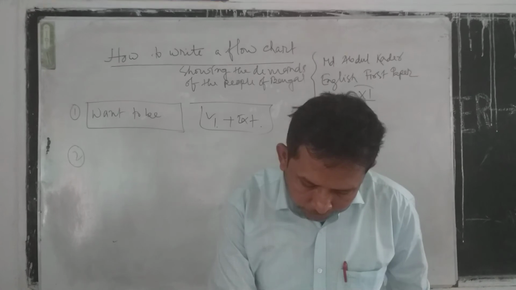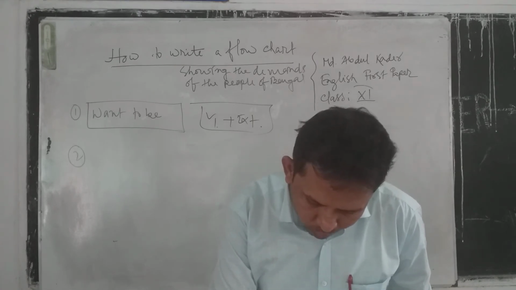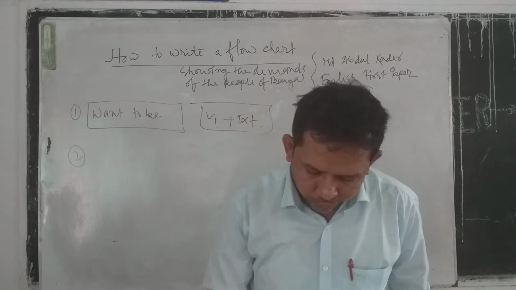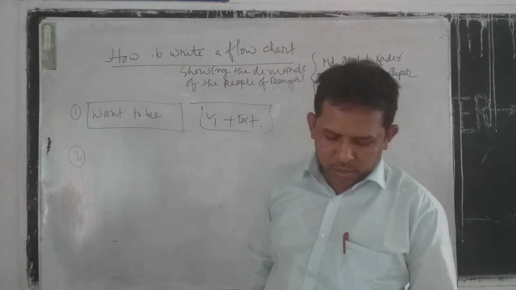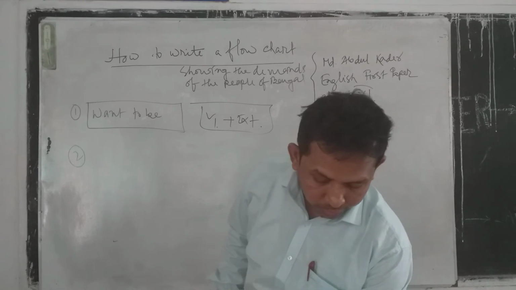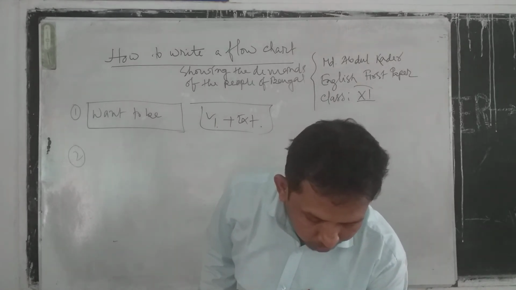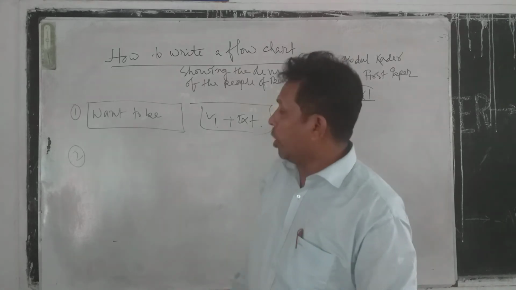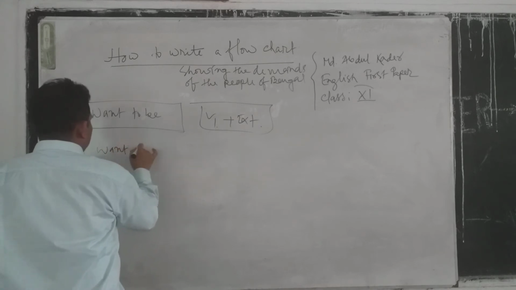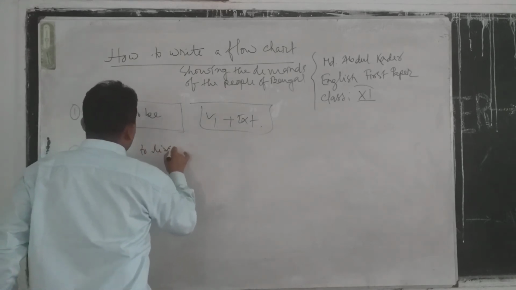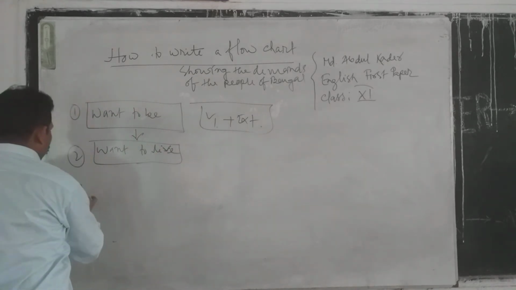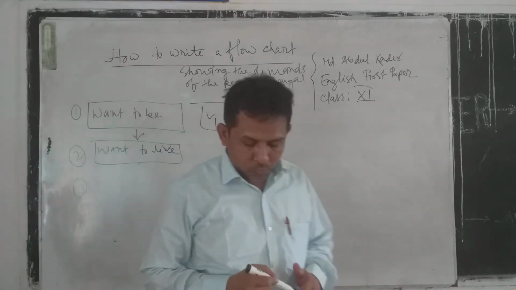Okay, my dear students, in the fourth line of the first para, you will have "want to be free." Yes, want to be free. Next, we will have "the people of Bengal now want to leave." Oh yes, want to leave. We can write it down also. Want to leave. Next one.